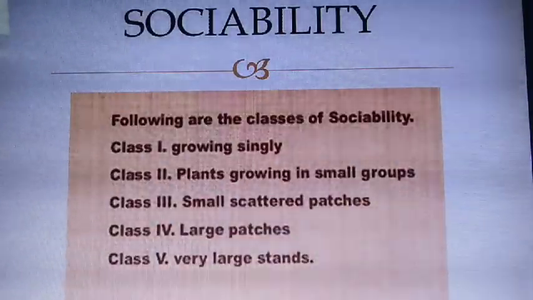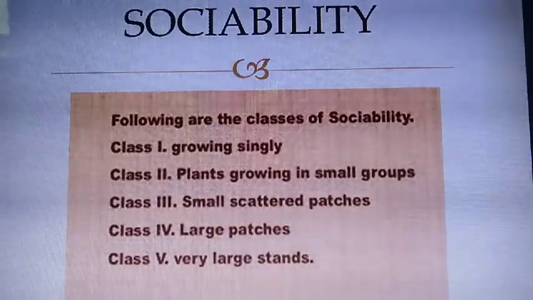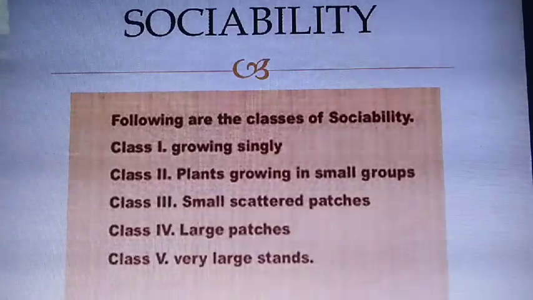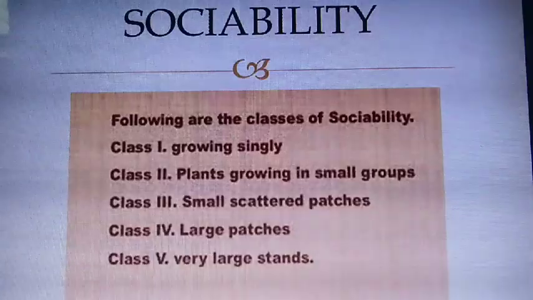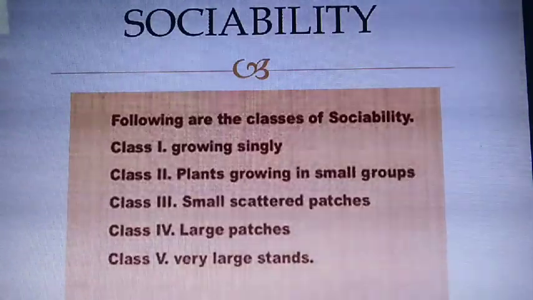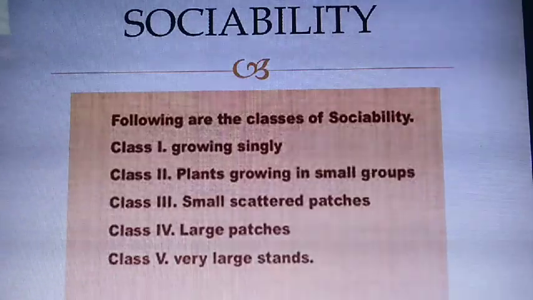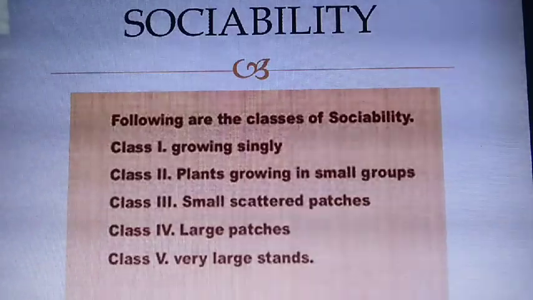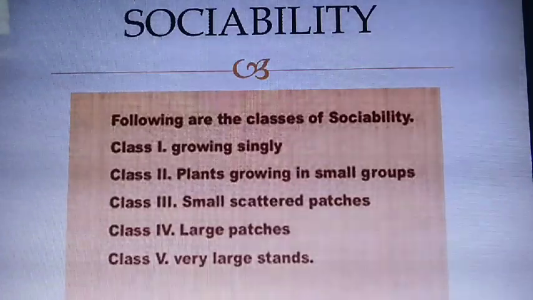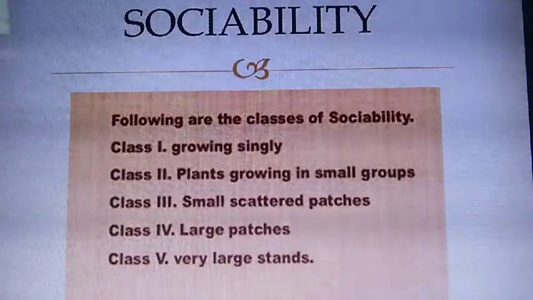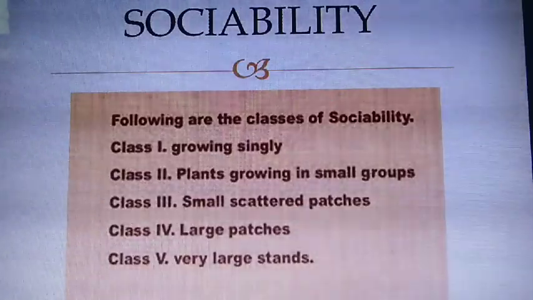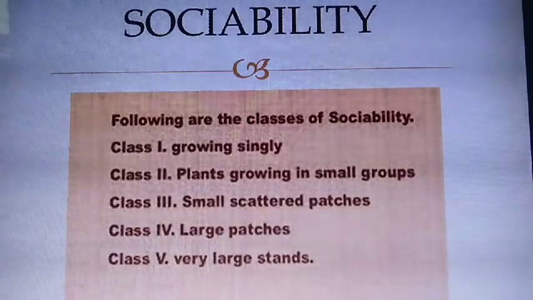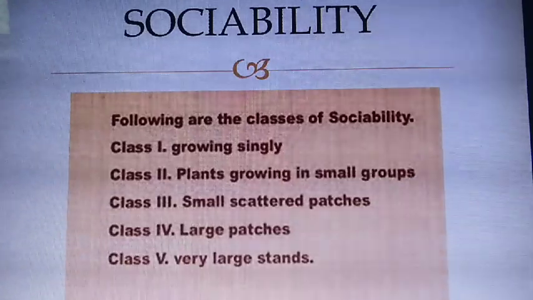Now, sociability. The proximity of the plants to one another. Likewise, we humans are social. Likewise, the plants, how they behave socially with the other species of plants. These are categorized as S1, S2, S3, S4, S5. The S1 class, that is, the plants found quite separately from each other, thus growing singly. And S2, a group of 4 to 6 plants growing at a particular place.